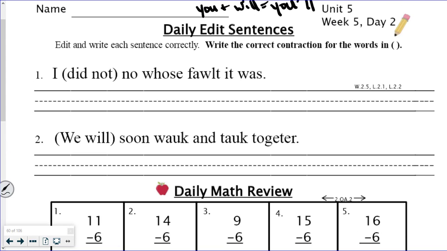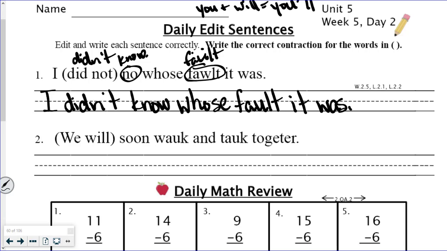I did not know whose fault it was. So did not becomes didn't. This is the wrong no. We want no like we know it in our head, which is going to be K-N-O-W. Oops. Let's see. Whose fault is F-A-U-L-T. It was, period. Okay, that looks good. We'll rewrite it nicely neat on the line. Okay, number 1's looking good.